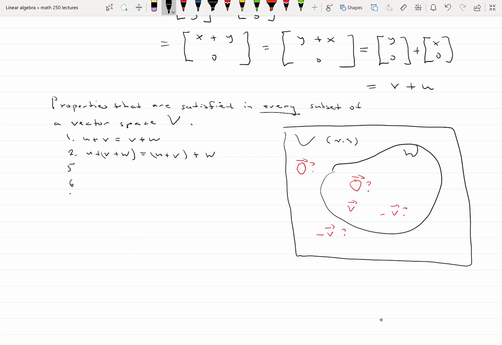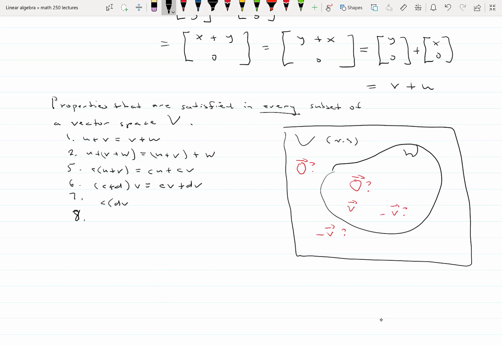Properties 5, 6, 7, and 8. Oops, I am mentioning 7 twice. 5, 6, 7, and 8 hold everywhere in the vector space. A scalar multiple of u plus v is just cu plus cv. It doesn't matter where you are in the vector space. The scalar c plus d times v equals c times v plus d times v. That holds everywhere in the vector space. There's no mention of where this holds in a particular area in the vector space. It holds everywhere in the vector space.